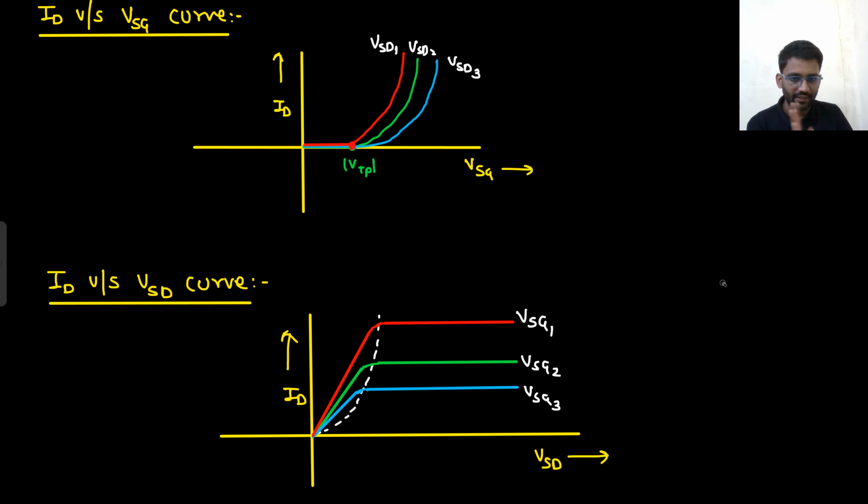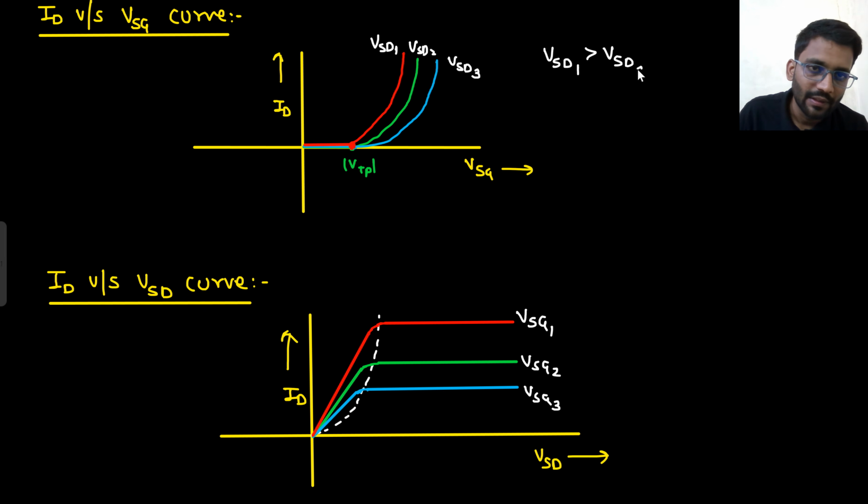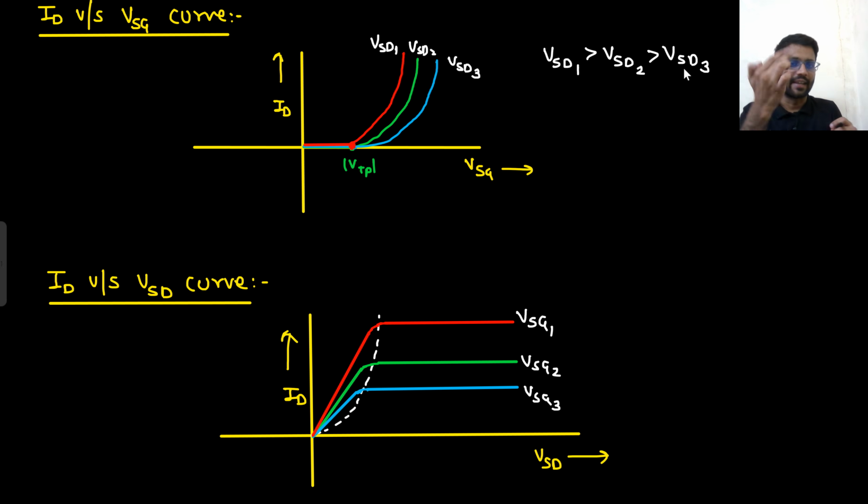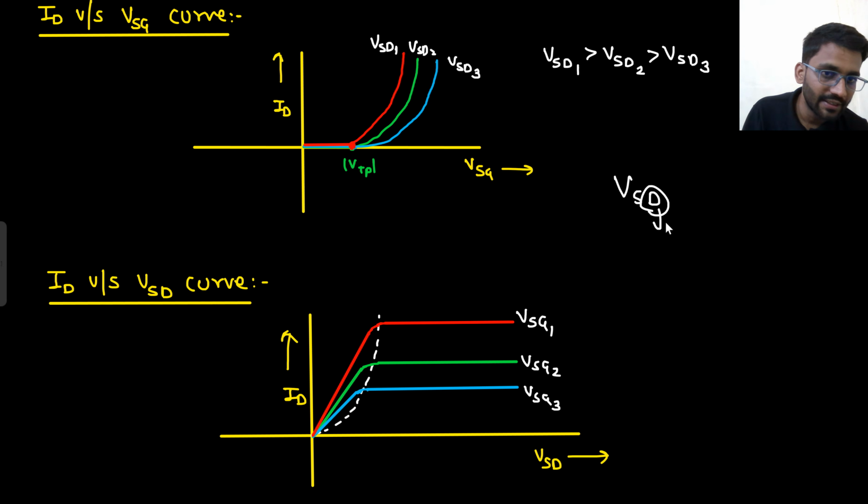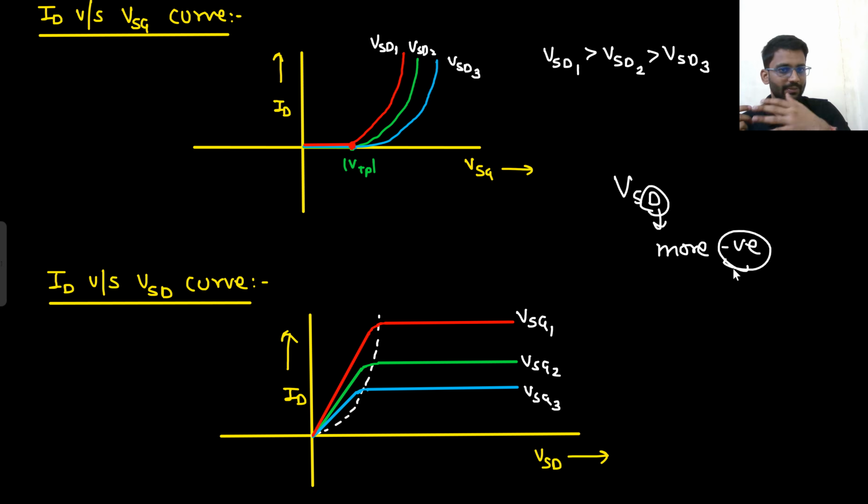So here VSG is there, here VSD is there. So tell me which one is higher? VSD1 is higher, VSD2 is higher, or VSD3 is higher? VSD1 is higher than VSD2 is higher than VSD3. If I am saying VSD is higher, that means drain is more negative. If drain is more negative, that means more reverse bias, more depletion region, more current. And if I am applying more negative, that means more current will be there.